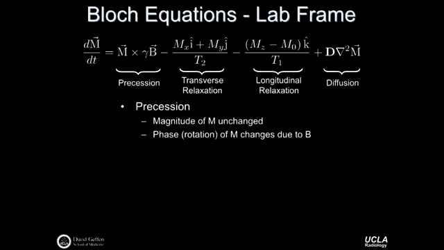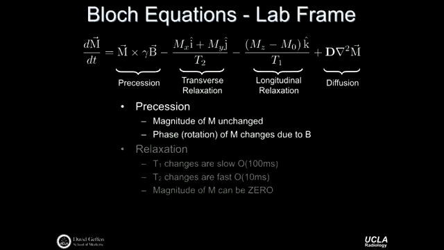It just tells us that the magnitude of our bulk magnetization is unchanged, but it's going to change its phase, or it's going to be rotating due to some externally applied B field. When it comes to relaxation, and we'll talk a fair bit about T1 and T2 relaxation and what they really mean, for now, just think of them as time constants. And if you're thinking about time constants, you should be thinking about exponential decays or exponential recoveries. We'll talk about the physics of T1 and T2 a little later in the lecture.